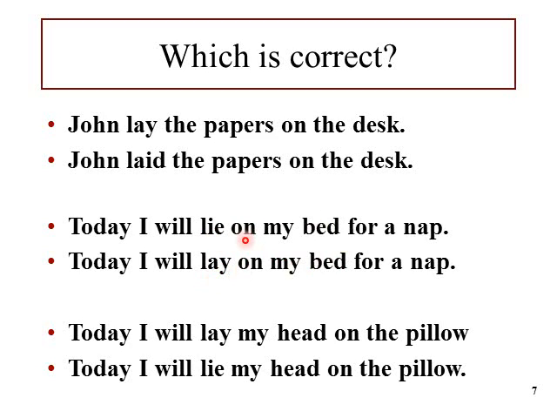Well, look for your object. Do you have an object here, or are you just kind of resting and reclining? On my bed for a nap, on my bed for a nap. These are prepositional phrases. There is no object. There is no noun. Therefore, I'm going to choose what's called the intransitive verb, lie.